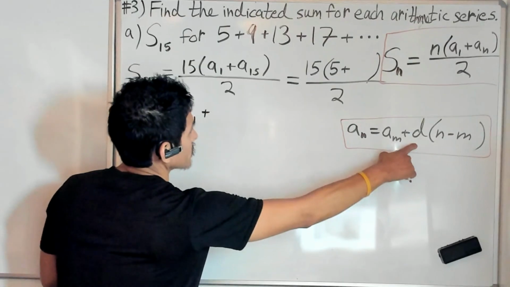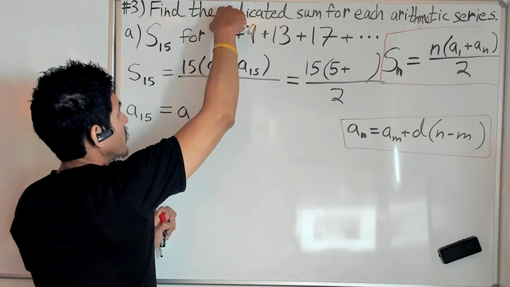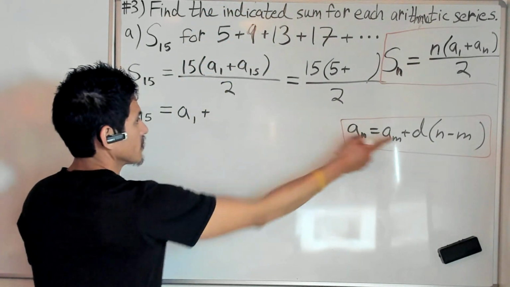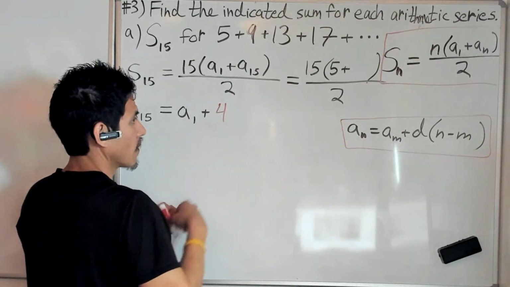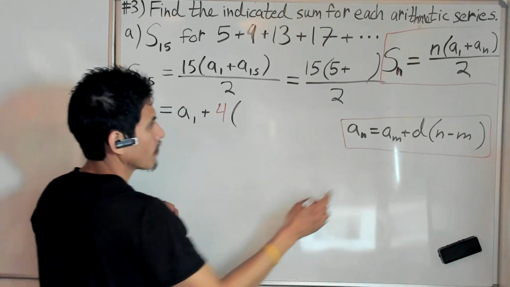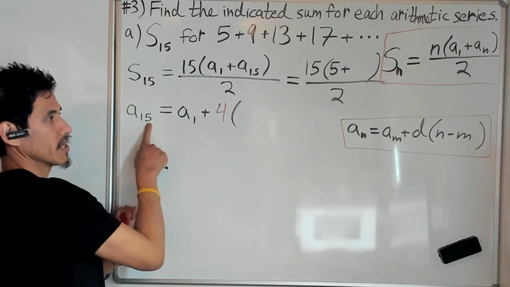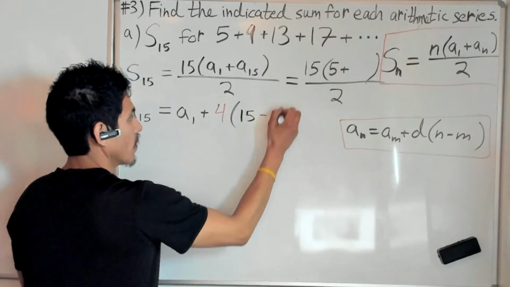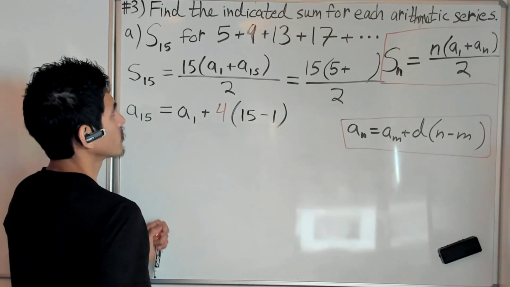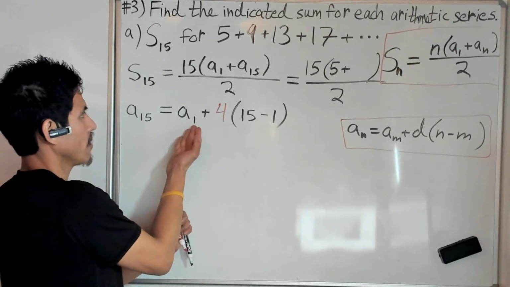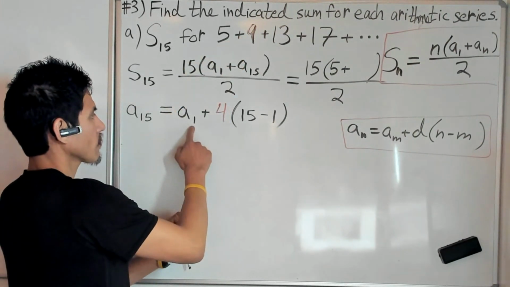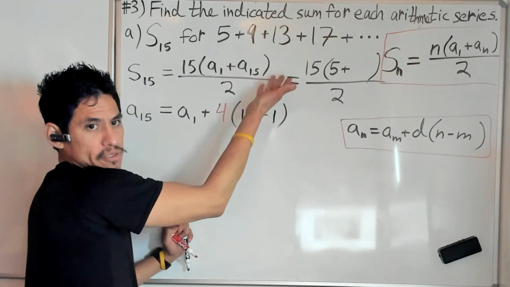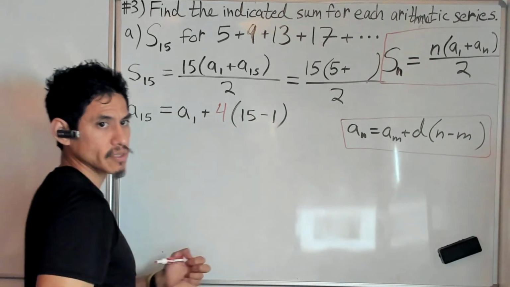The common difference d is what the sequence is increasing by or changing by. And that's going to be 4 because it goes up by 4 each time. So d is going to be 4. And then n is our 15, and m is 1. Now, again, I can make m anything. I could pick A2, A3, A4. A1 is usually the easiest to work with because 1 is a simple number to work with.